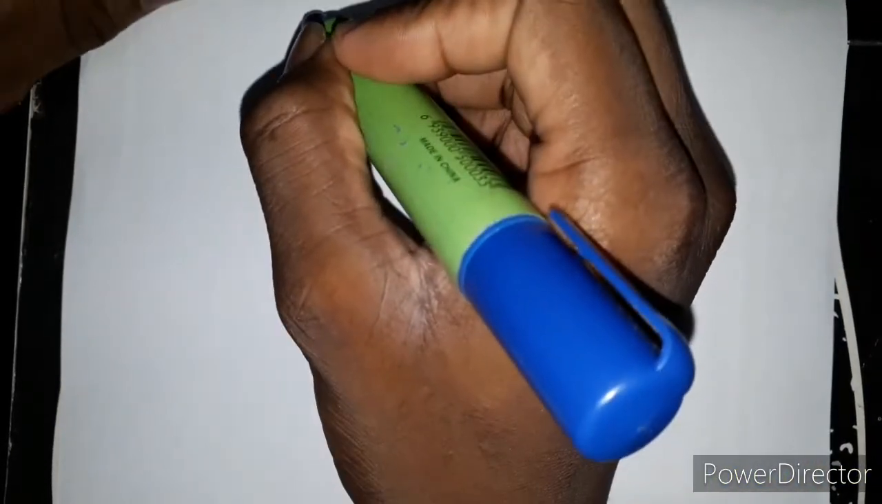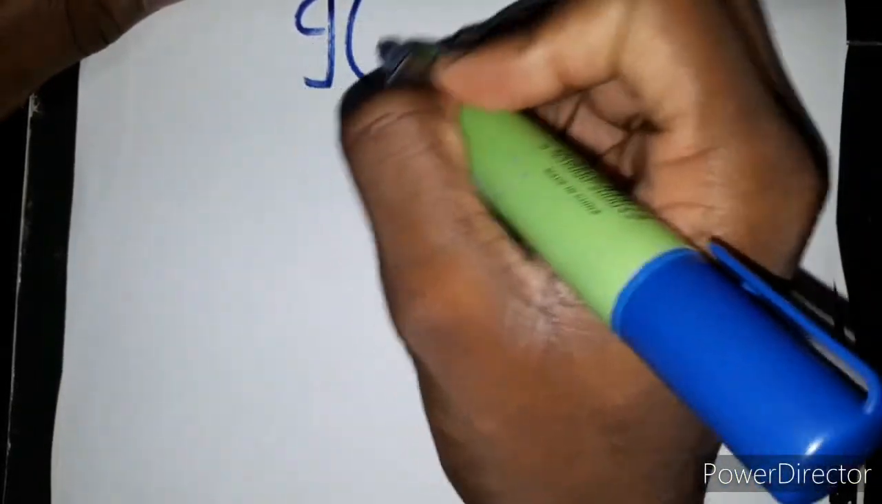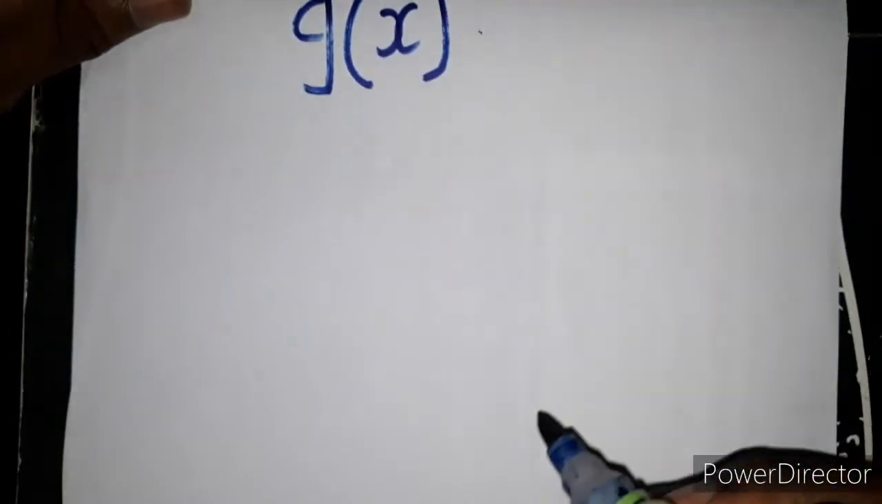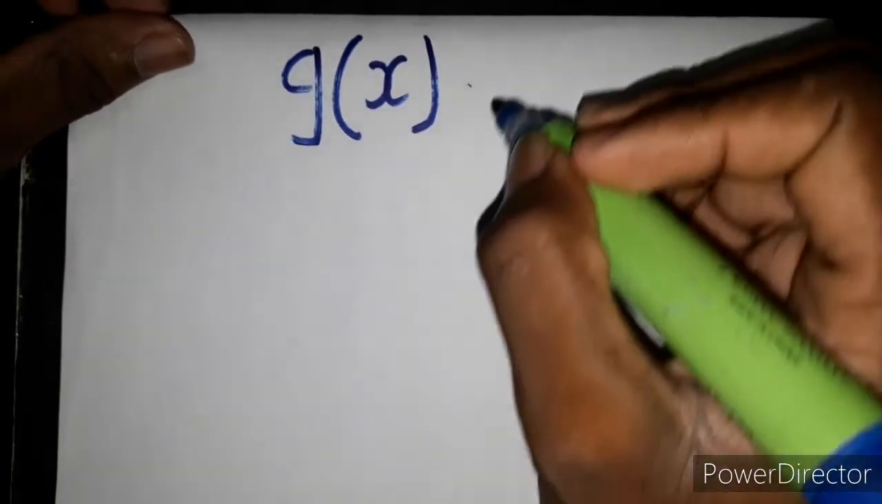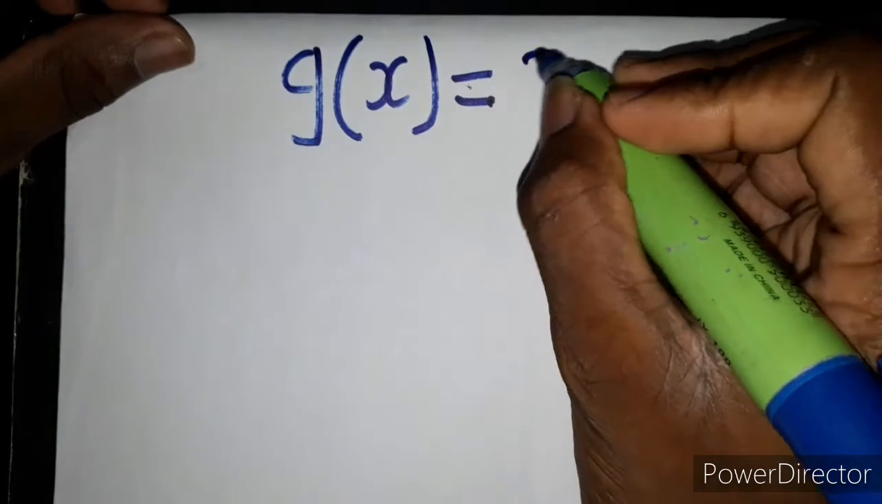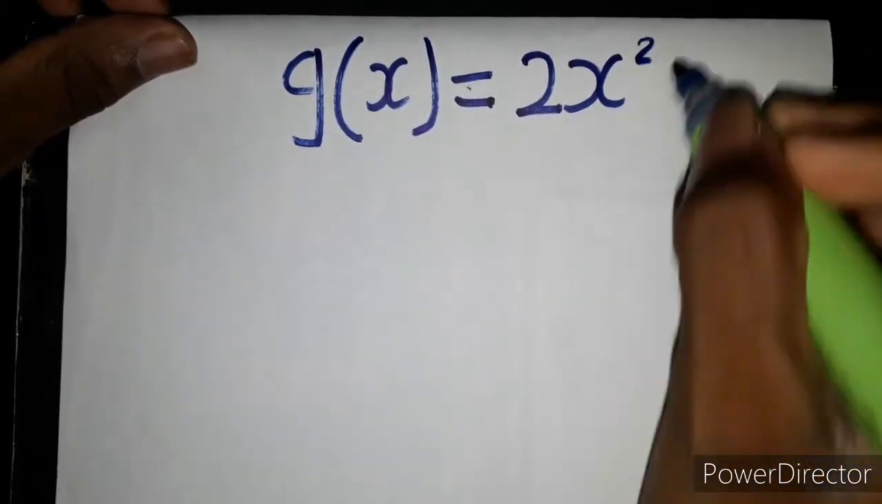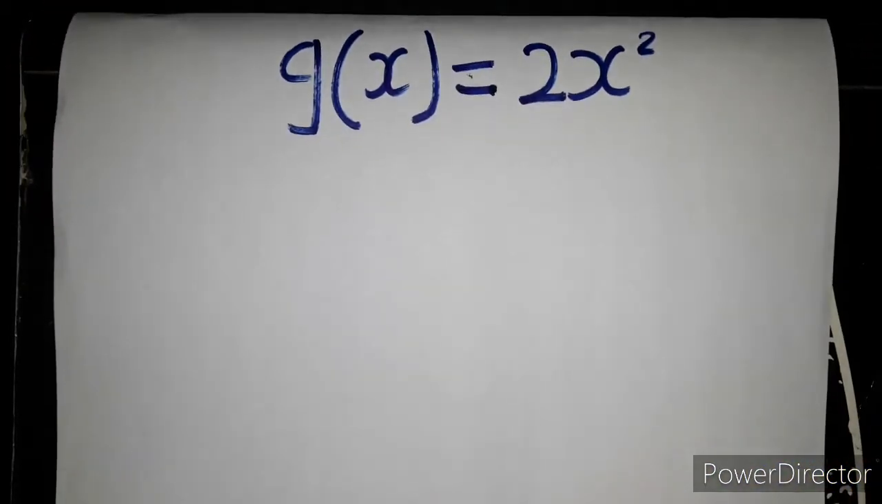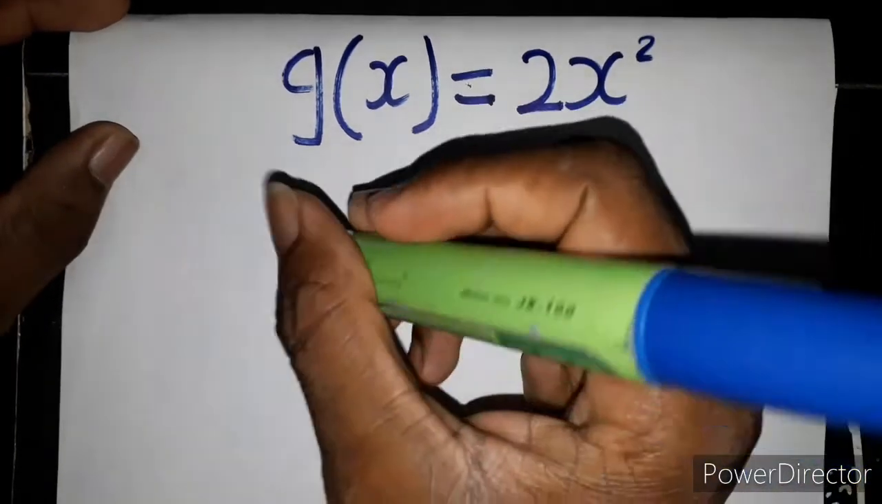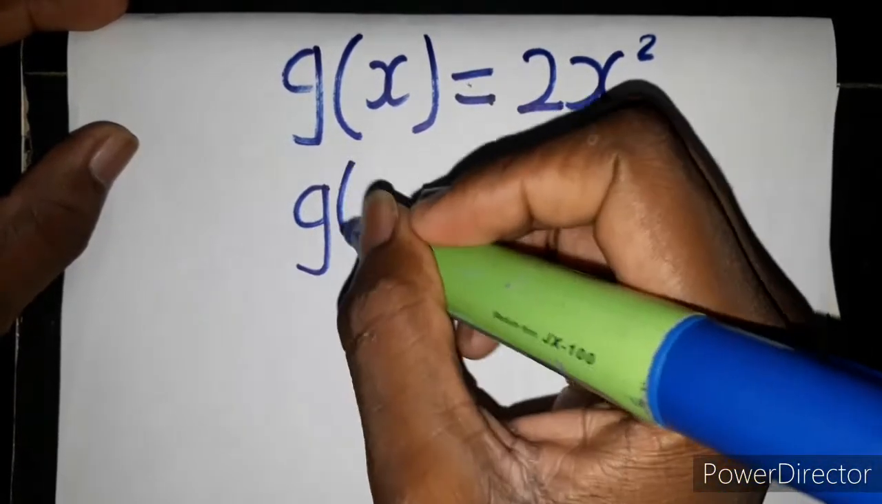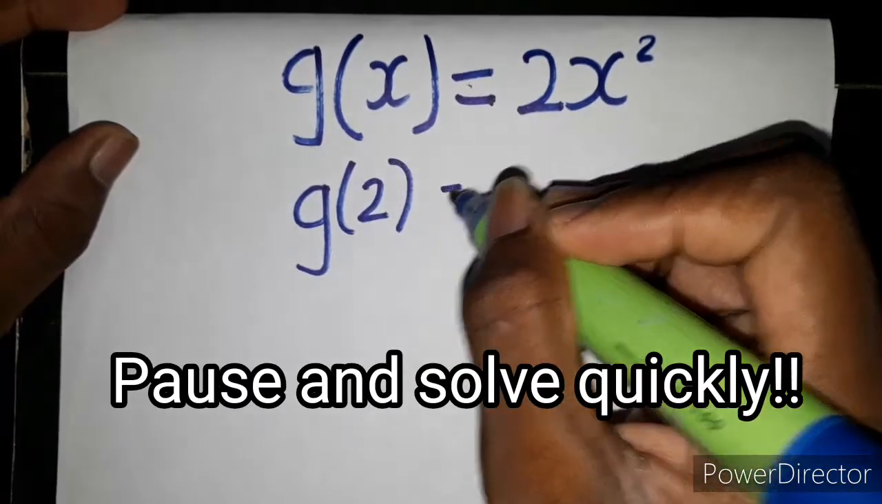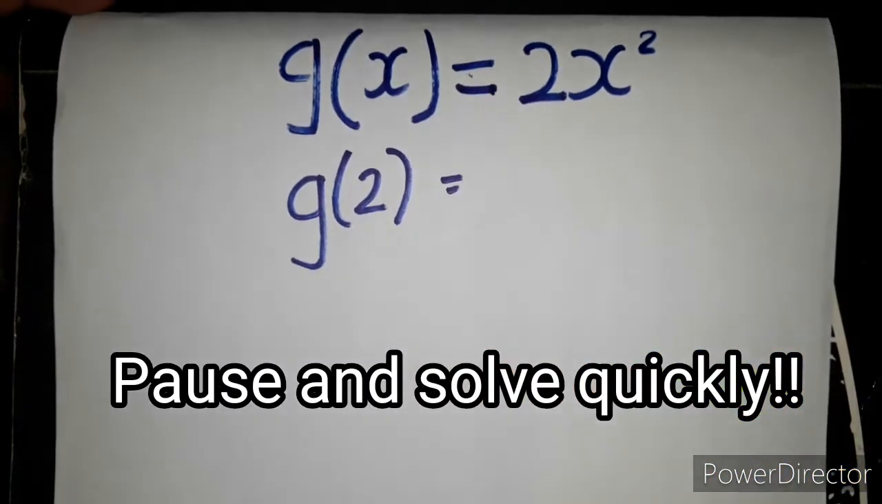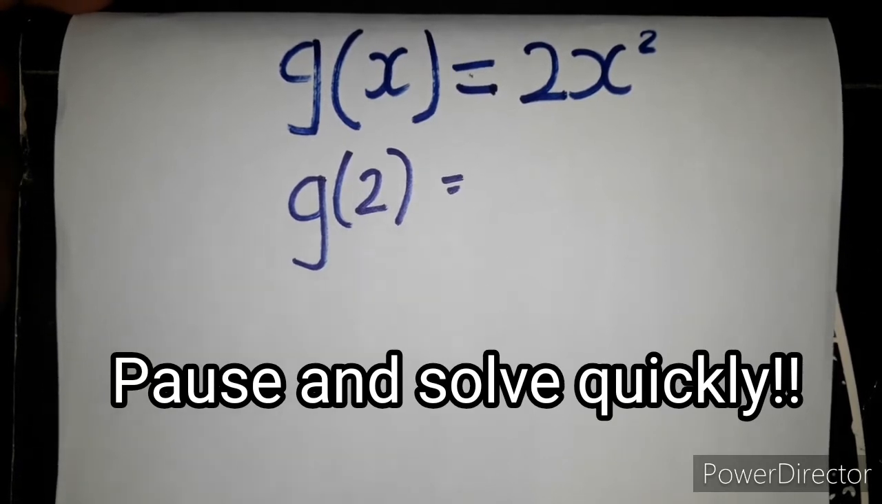We have the function g of x is equal to 2x squared. That is a general function. g of x is equal to 2x squared. And we want to find g of 2. So take some time, pause this video and complete it quickly, and then let's compare our answers.